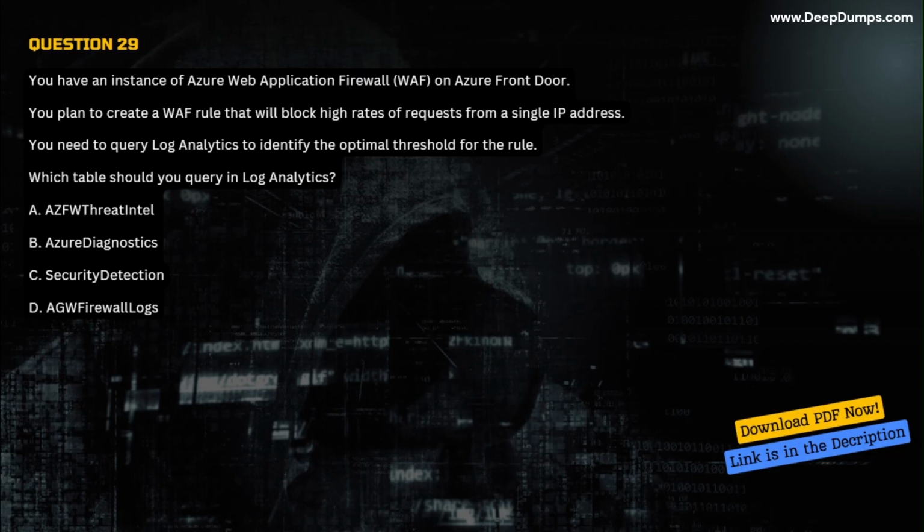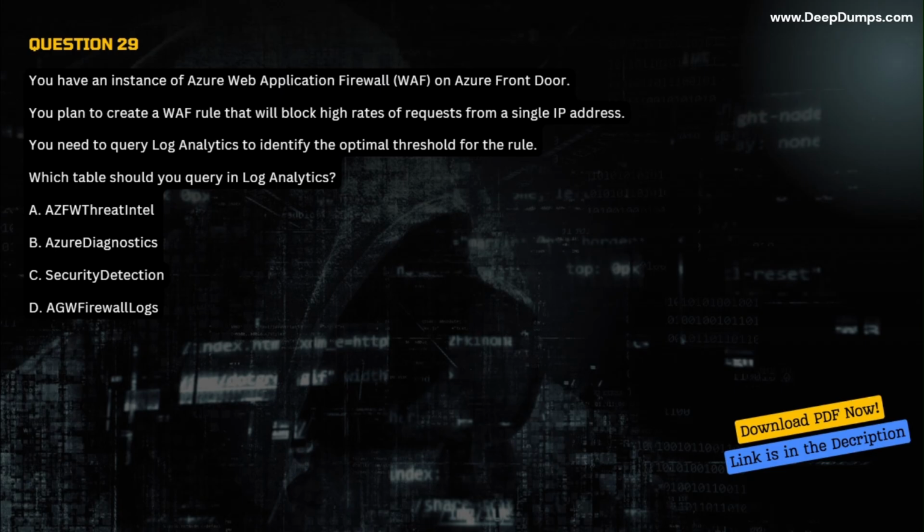Question 29. You have an instance of Azure Web Application Firewall (WAF) on Azure Front Door. You plan to create a WAF rule that will block high rates of requests from a single IP address. You need to query Log Analytics to identify the optimal threshold for the rule. Which table should you query in Log Analytics?